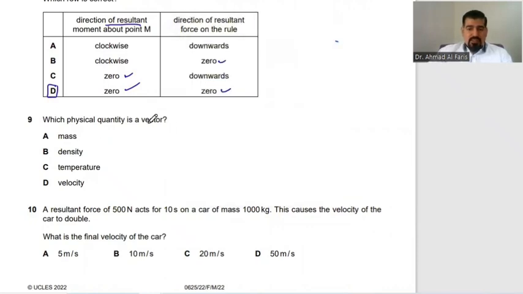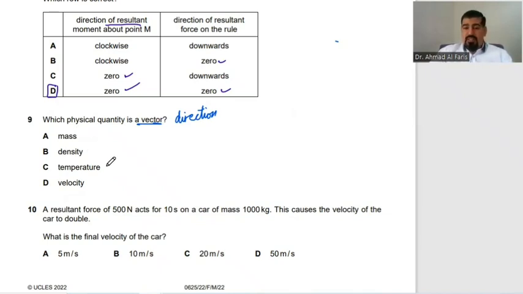Question number 9. Which physical quantity is a vector? Vector quantities are quantities that have magnitude with direction. Any quantity that has direction is a vector quantity. Mass, for example: my mass is 90 kilogram. I will not mention a direction like downwards. It's mass, not weight. Density is mass per volume, so it is also scalar. There is no direction for it. The opposite of a vector is a scalar quantity, so both of them don't have direction.